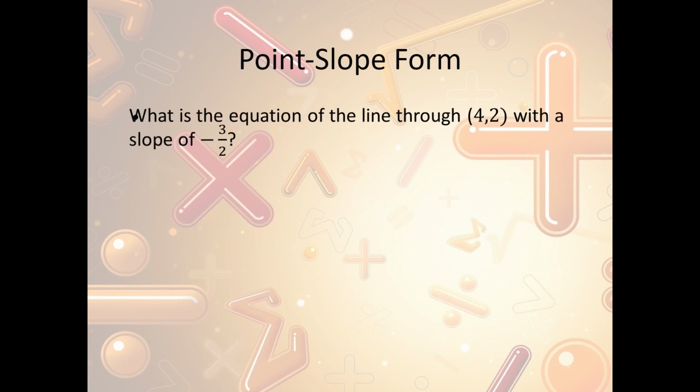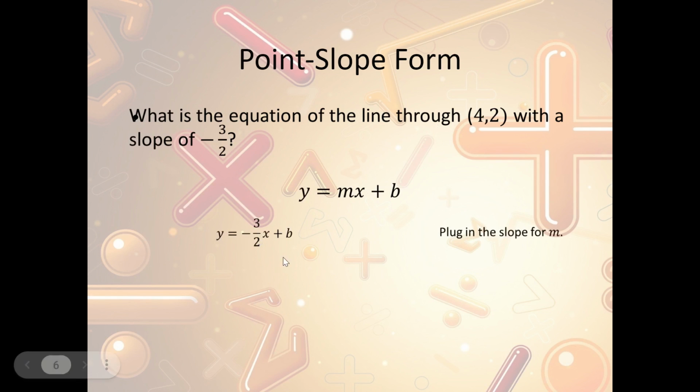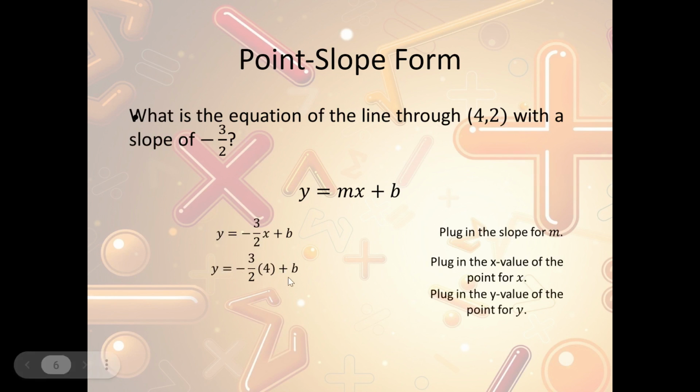Let's look at one more example. We're given a point 4, 2, and the slope of negative 3 over 2. So we're going to use the form y equals mx plus b, and we're going to plug in the slope for m, which is negative 3 halves, so that goes there. And we're going to plug 4 in for x there, so we got y equals negative 3 halves times 4 plus b. Then we're going to plug 2 in for y, which is here, so it becomes 2 equals negative 3 halves times 4 plus b.